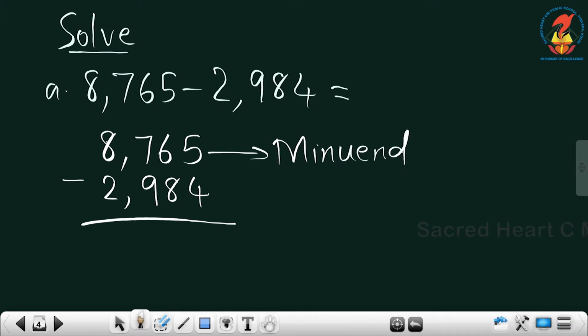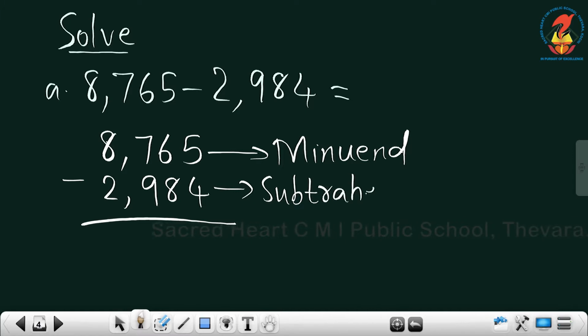And the second number is called the subtrahend. And then we need to find the answer. The answer in subtraction is called the difference. We need to find the difference between these two numbers. The ones place number is 5 minus 4, that is 1.